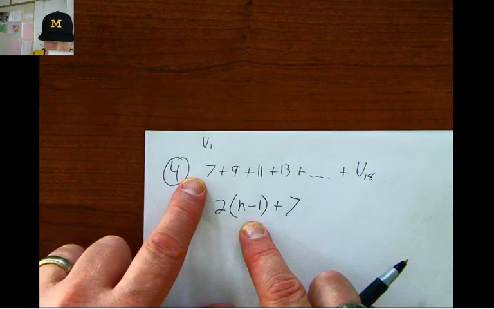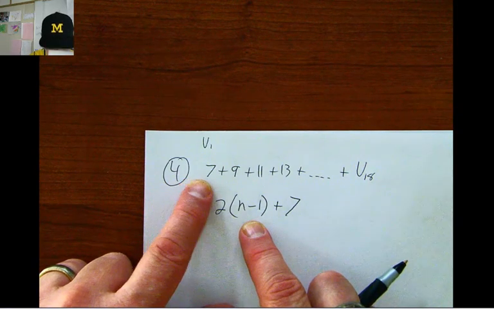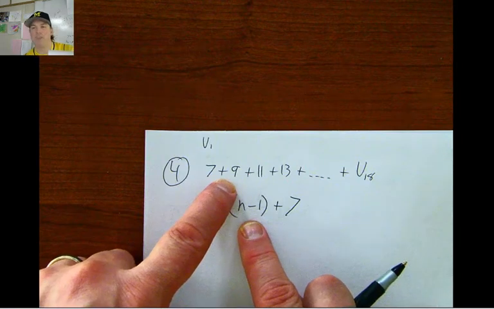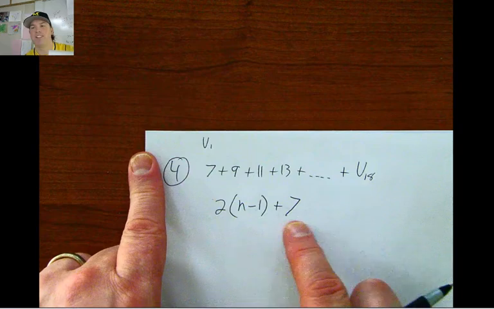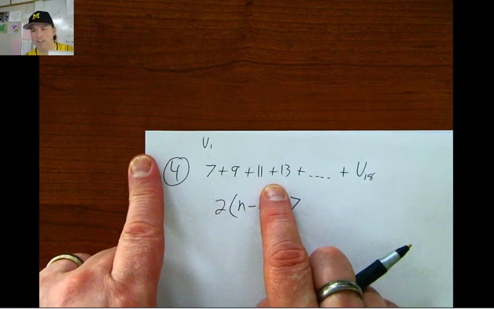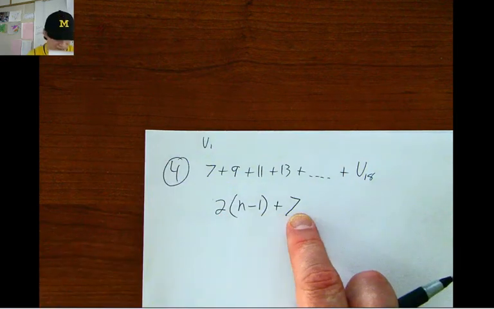If I plug 2 into this, 2 minus 1 is 1. 1 times 2 is 2. Plus 7 is 9. If I plugged 3 into this, 3 minus 1 is 2. 2 times 2 is 4. 4 plus 7 is 11.